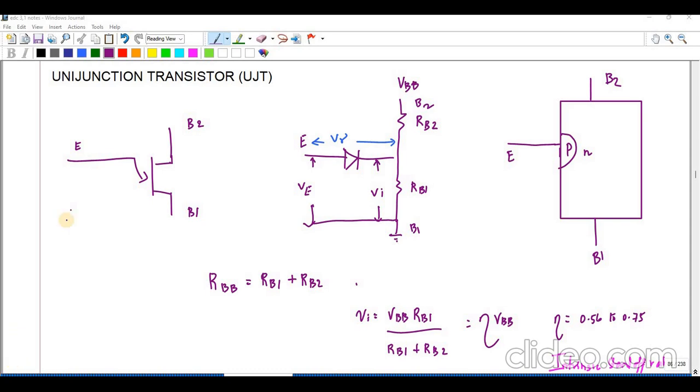So in this video we are going to discuss the unijunction transistor. In short form it is represented as UJT. It has three terminals, namely emitter and base, base 1 and base 2. So you have three terminals.